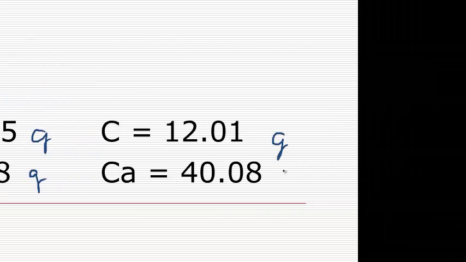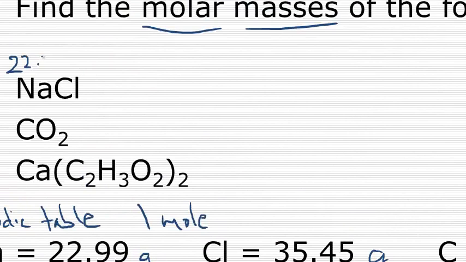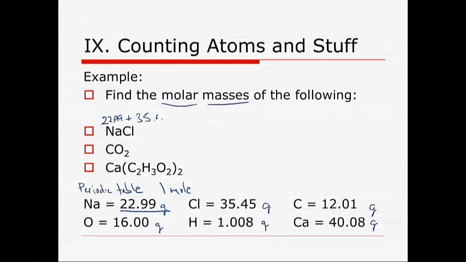Okay, so for sodium chloride, well, sodium, I have 1 mole of sodium, 1 mole of chlorine here. Sodium is 22.99, and chlorine, 35.45. All I have to do is add them up together, and I should come out with 58.44 grams.